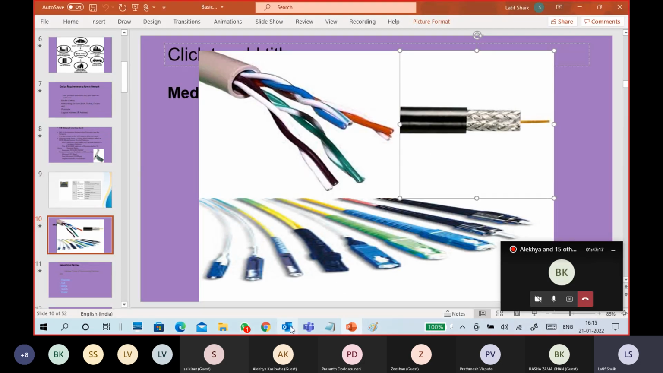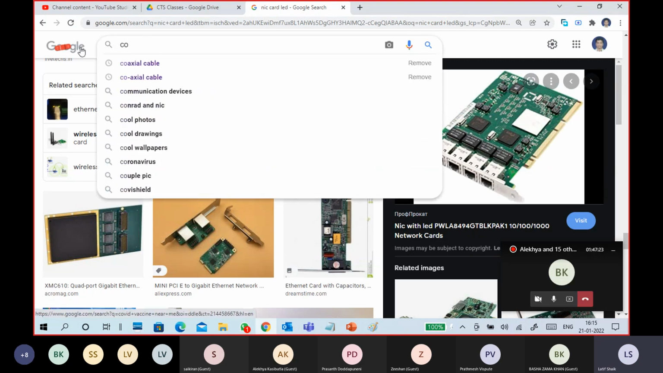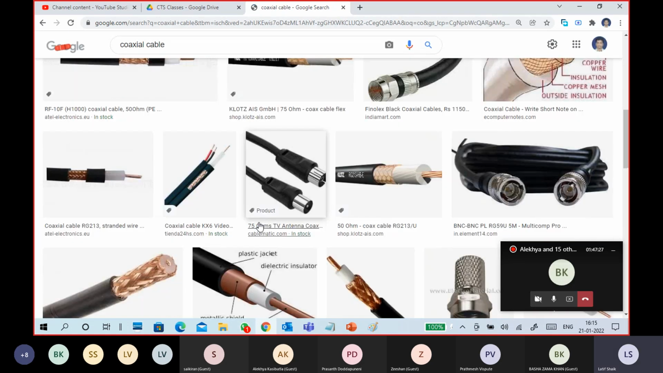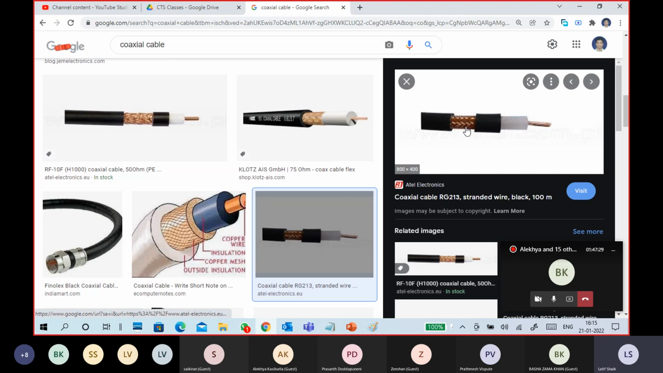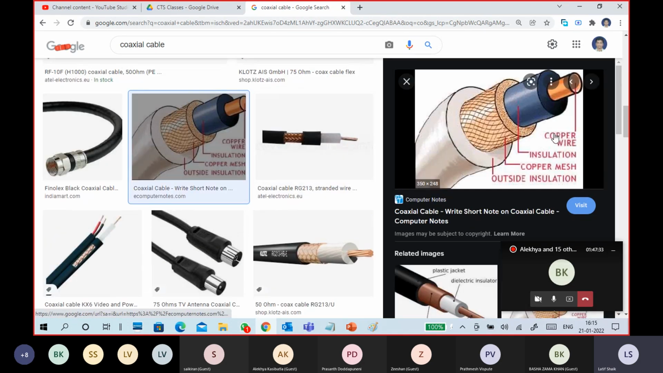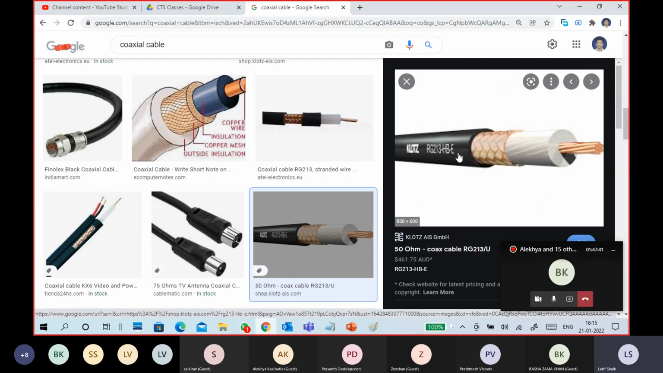It looks like this one. For coaxial cables, it looks like this. Still we are using it for cable TV network purposes and some internet purposes also in certain places. Still they are using it for internet access purposes also. So you can see like this.